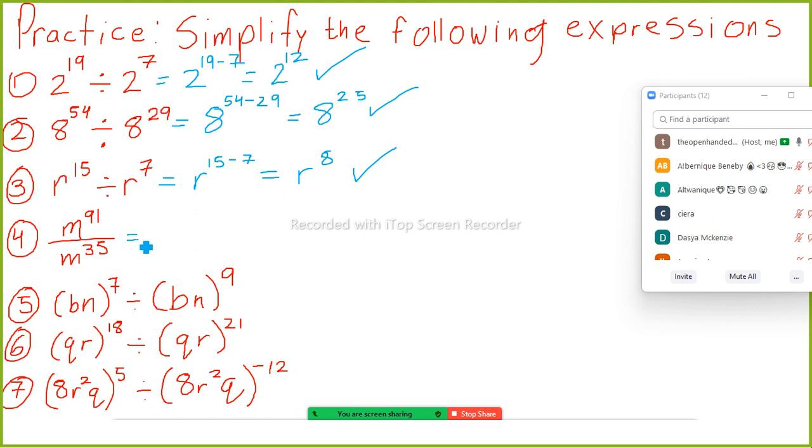The next one is Deja McKenzie. What did you get for number 4? Okay, so I did M 91 take away 35, and I got 56. M to the power of 56. All right, excellent. Simple application of the rule.